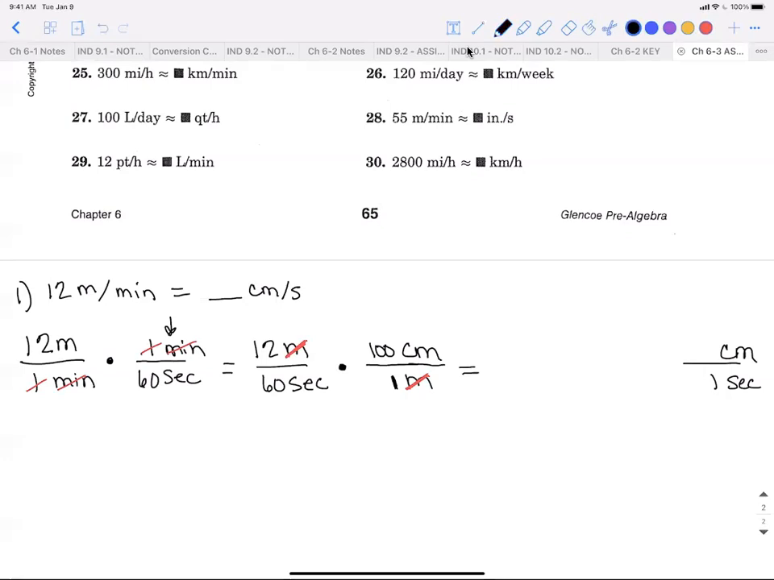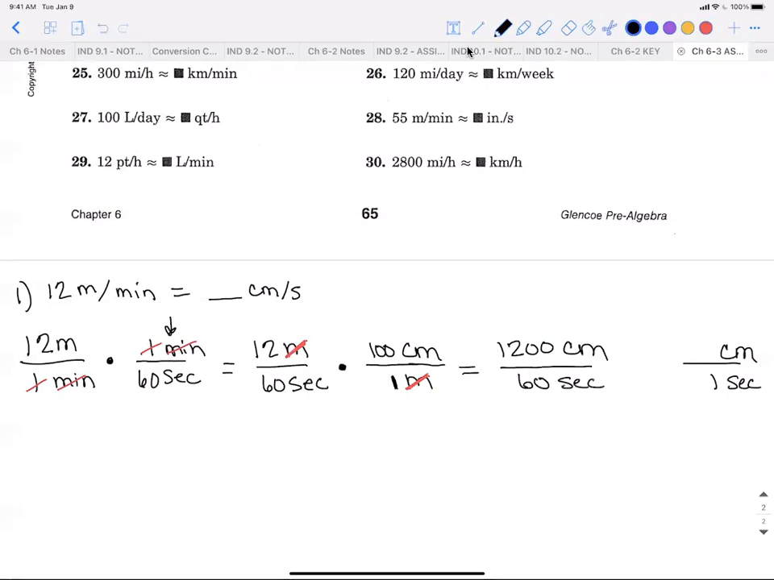So when we multiply straight across, the meters is gone. All that's left is the 12. So we're going to take 12 times 100, but we have to keep the centimeter because it did not cancel. So 12 times 100 is 1200 centimeters, right? The centimeters did not cancel out. And multiplying across the bottom, we have 60 seconds times 1. The meters canceled out, so all I have is 60 seconds.